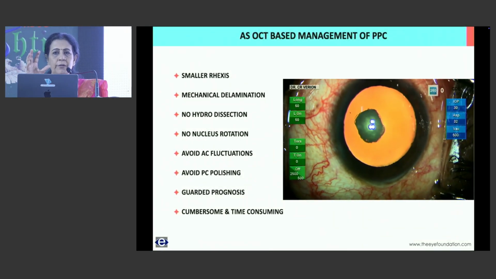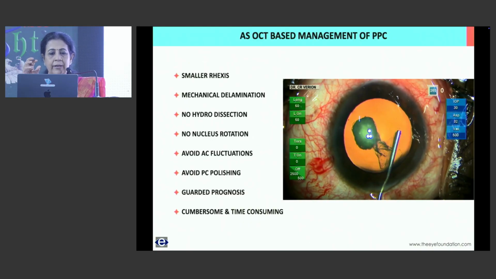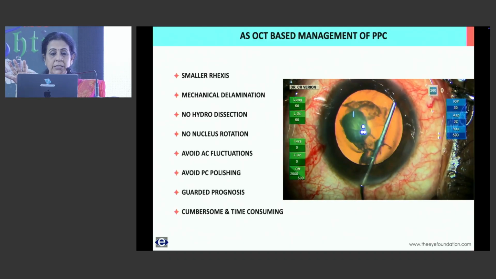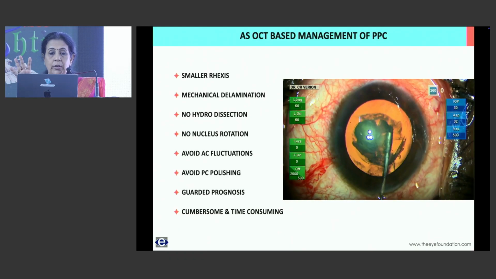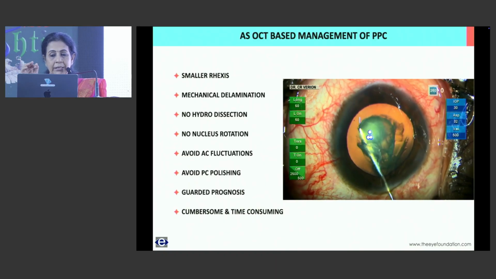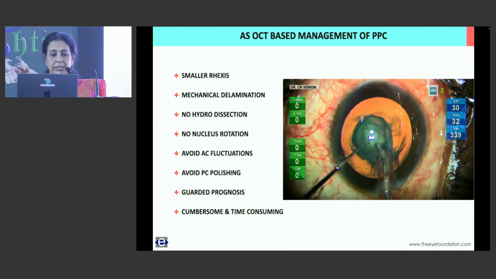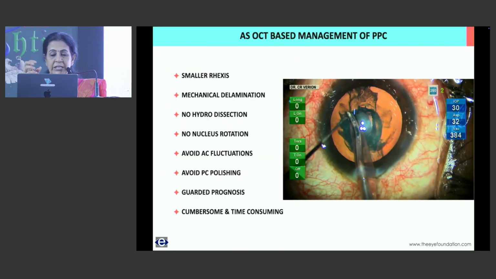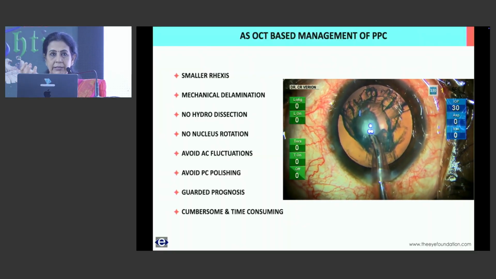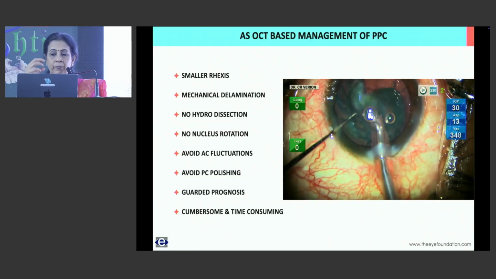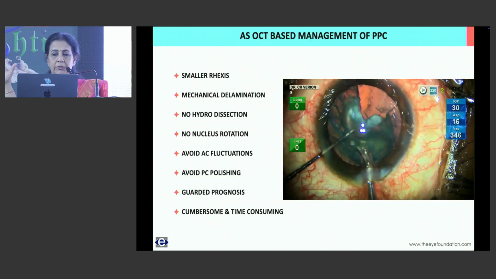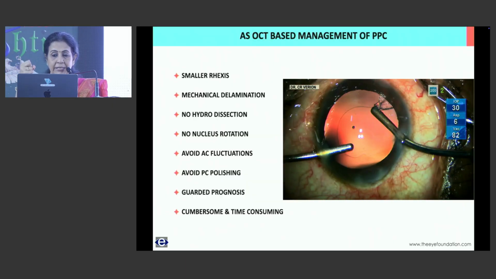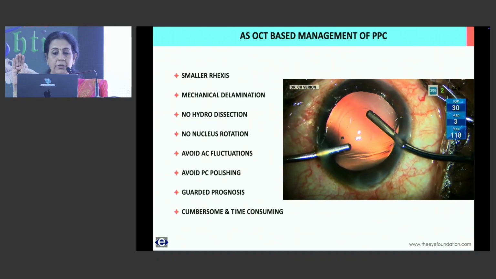Now, all of us are familiar that in a polar cataract, we make a smaller excess because there's a possibility we have to place the lens on the excess. We will not do hydrodissection. We will do a mechanical delamination, hydrodelineation. We will not rotate the nucleus. See how eating up the epinucleus and the cortex, getting the endonucleus out, at all time keeping my IOP at 30 millimeter, no anterior chamber fluctuation, and then eat up the entire thing, no posterior capsular polishing.